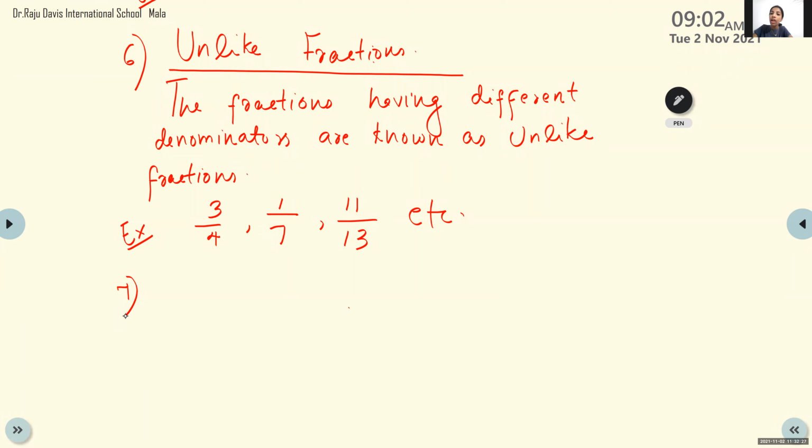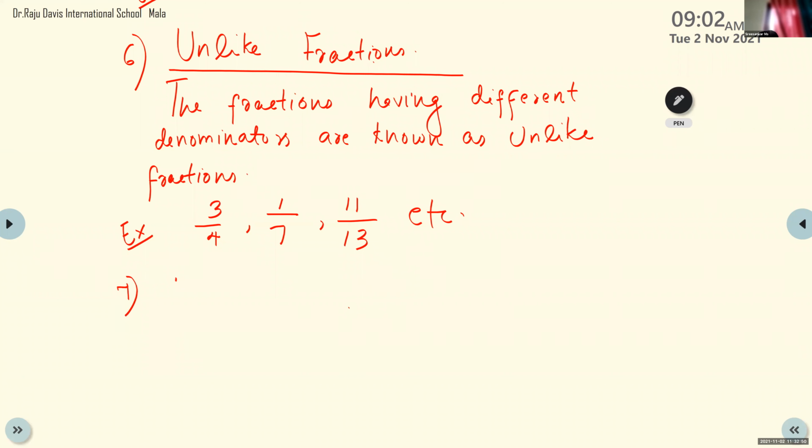1 by 2, 2 by 4. So equivalent fractions: 1 by 2 and 2 by 4. 3 by 4, 6 by 8. We can multiply with 2 and we get an equivalent fraction.